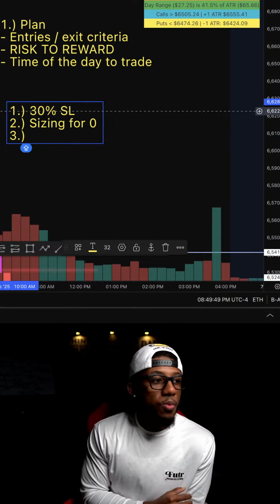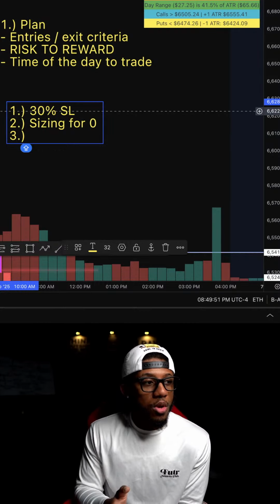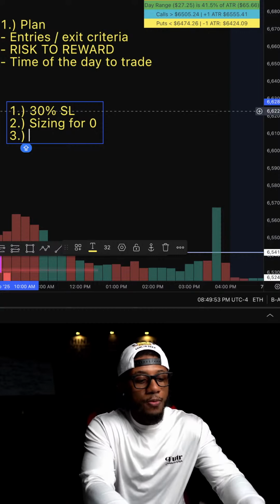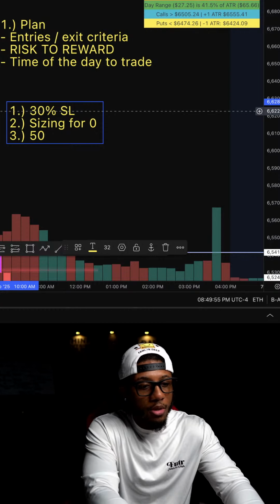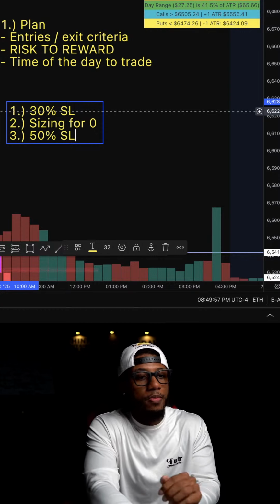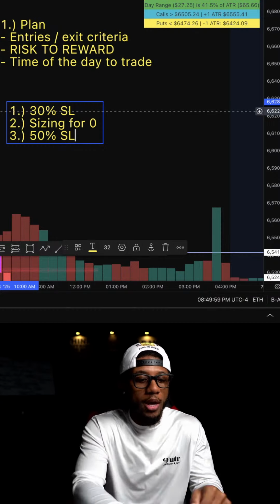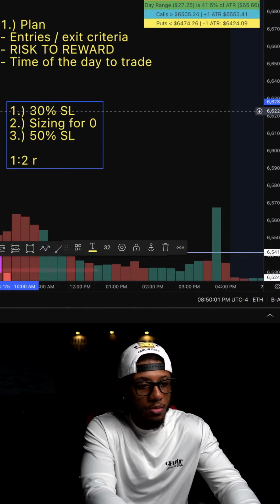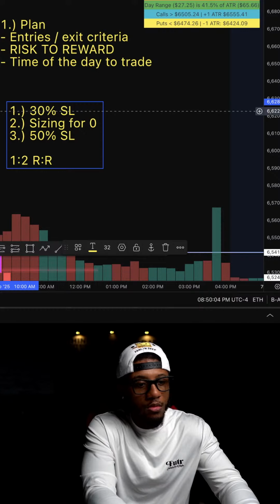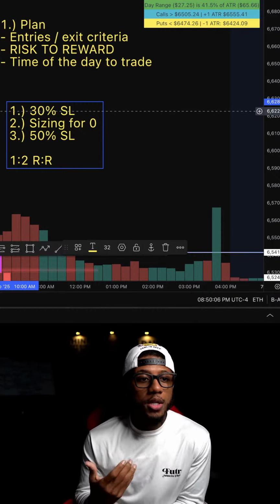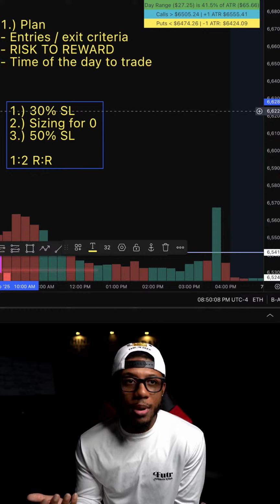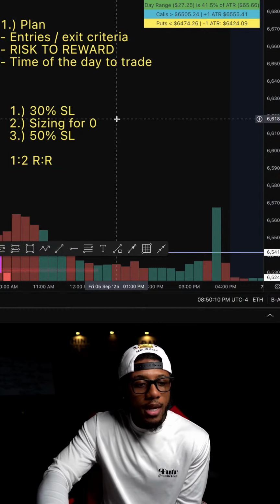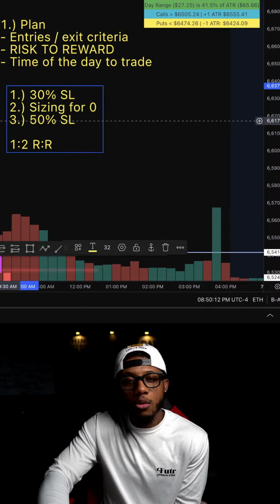So back to what I was saying, what is the median in between these two? Well, the median in between this is, for me personally, a 50% stop loss. I'm looking for a 1-to-2 risk to reward ratio. So when I risk $1, I'm looking to bring back 2. Now, in this case scenario, I can still compound my account.